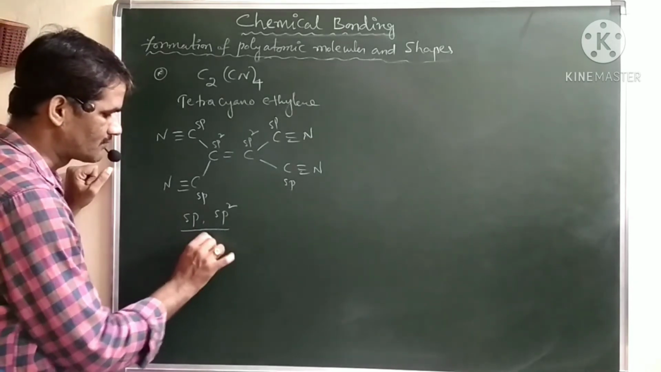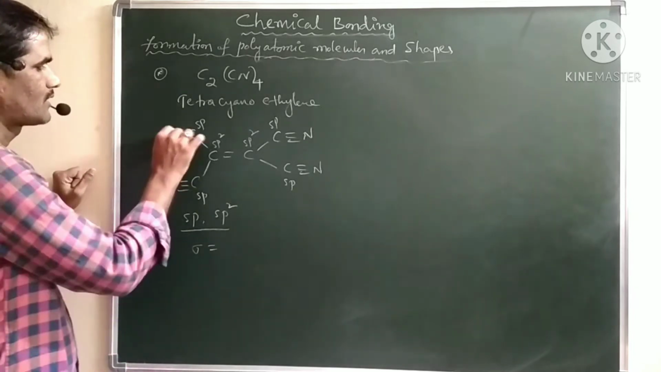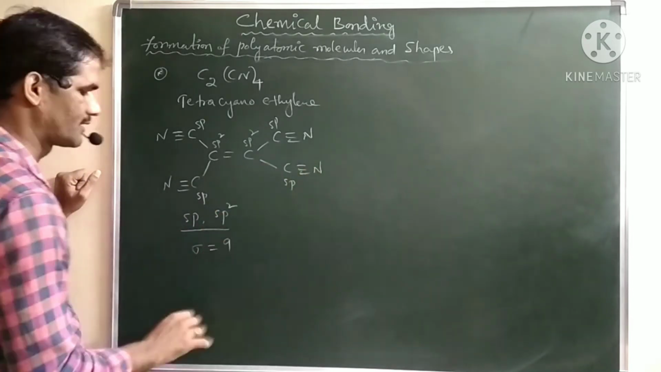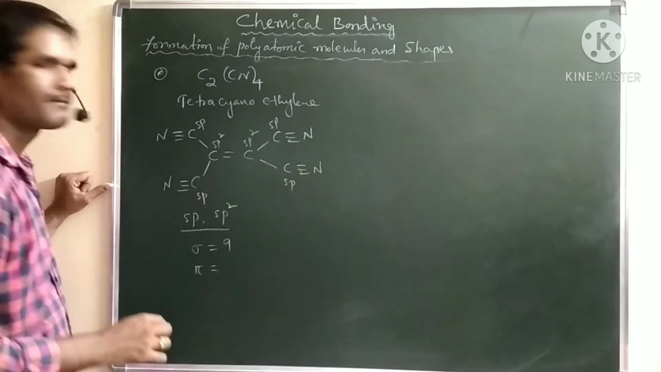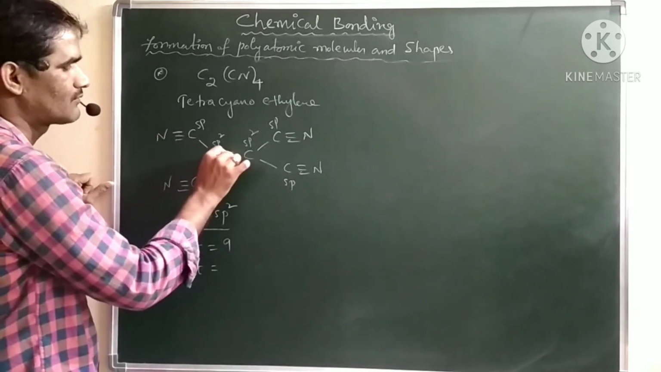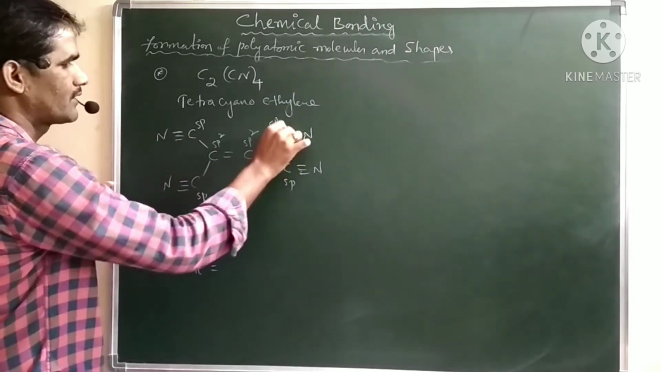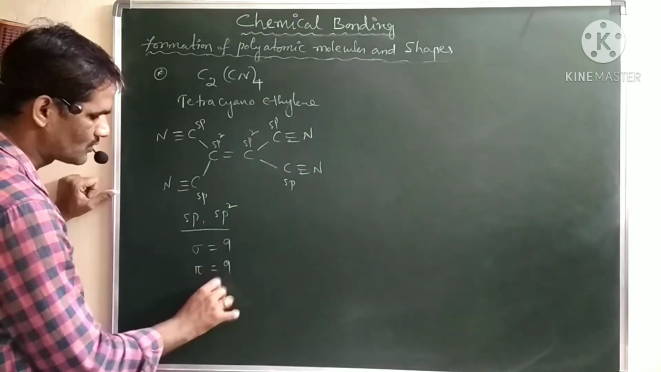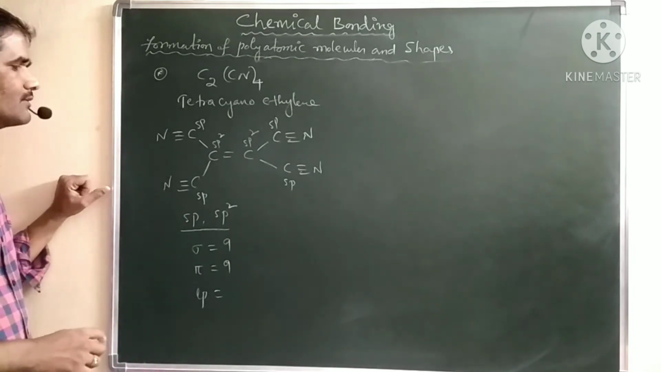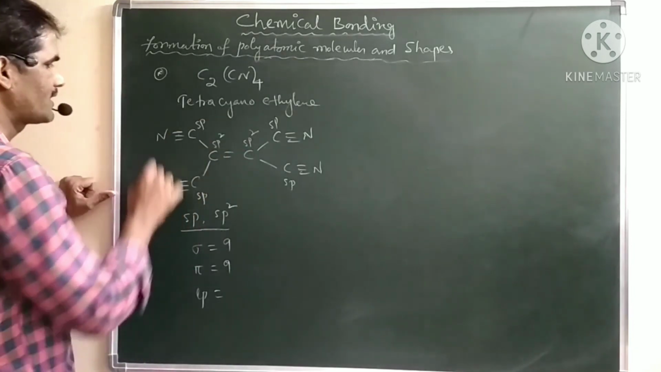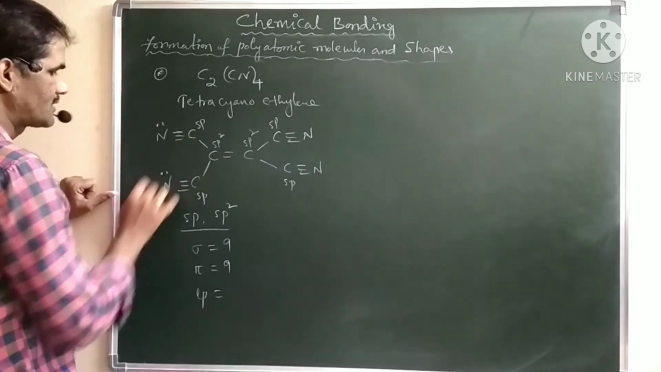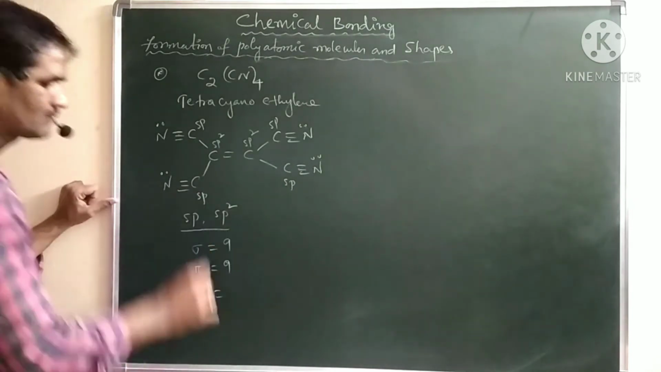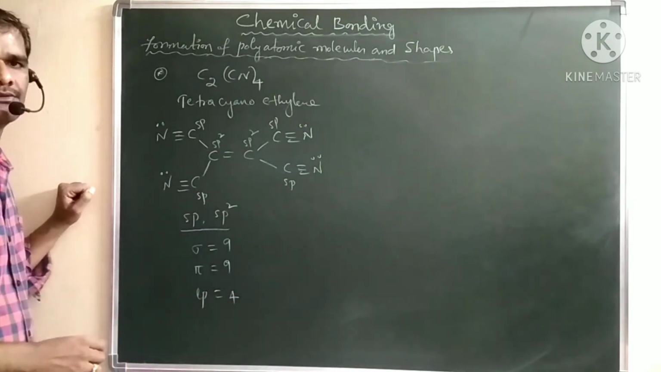Now, total number of sigma bonds in this molecule. So here 1, 2, 3, 4, 5, 6, 7, 8, 9 sigma bonds are there. Next, total number of pi bonds. So here 2, here 1, 3, 5, and here 2, here 2. Total 9 pi bonds. And total number of lone pairs on this molecule: here carbon is fully satisfied. Nitrogen has 1 lone pair and this has 1 lone pair. It has 1 lone pair and this has 1 lone pair. So total we have 4 lone pairs on this molecule.